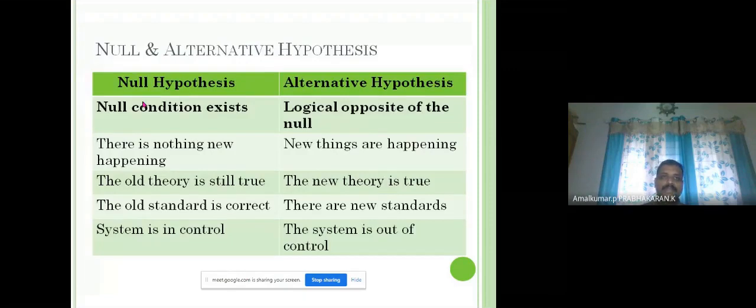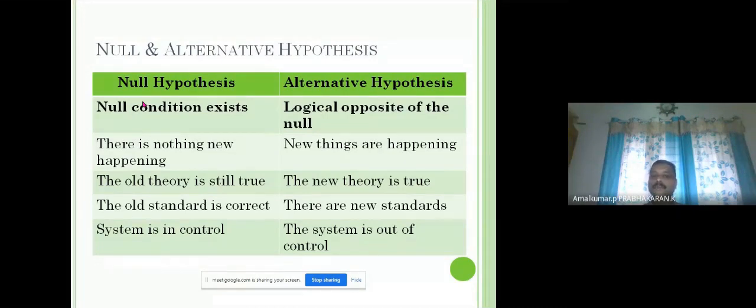Now I am talking about the difference between the null and the alternative hypothesis we use in a statistical hypothesis. In the case of the null hypothesis, a null condition exists in the society in social science research. Similarly, the logical opposite of the null hypothesis is called the alternative hypothesis. The null hypothesis believes that there is nothing new happening in the society. This is the belief of the null hypothesis.